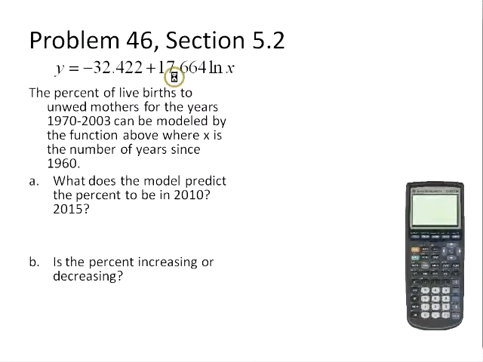We are going to be looking at problem number 46 from section 5.2. This is an application type problem involving logarithms, and the problem states the following. The percent of live births to unwed mothers for the years 1970 to 2003 can be modeled by the function above, where x is the number of years since 1960.